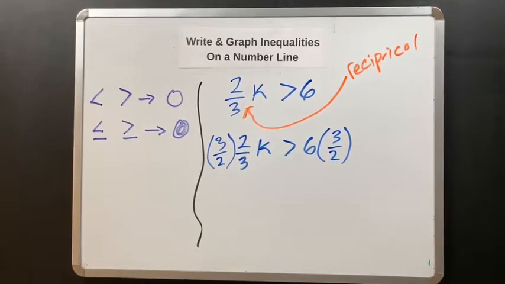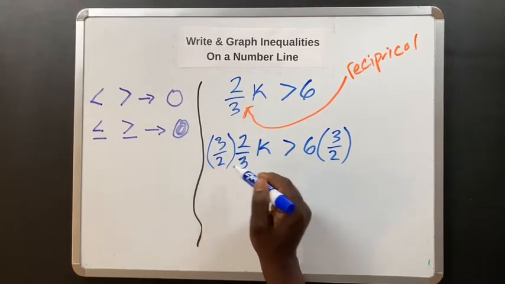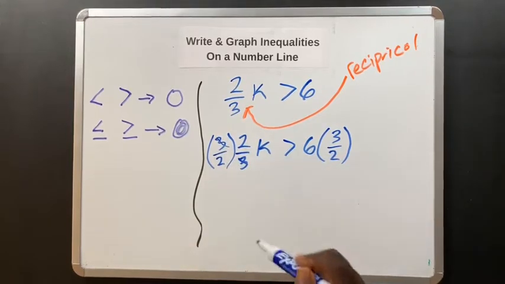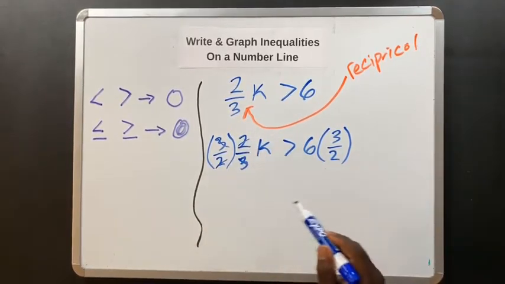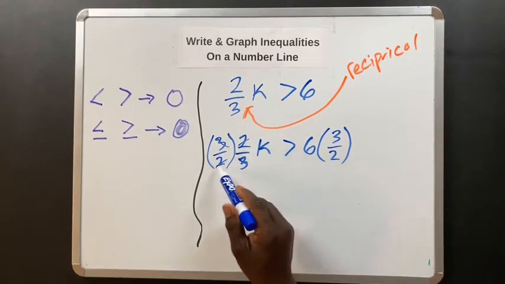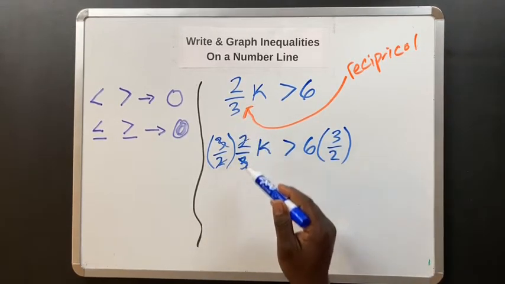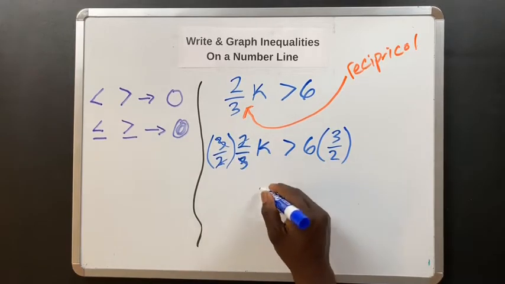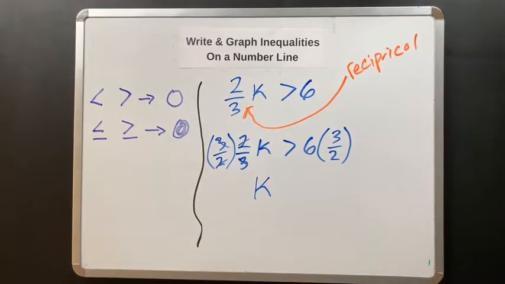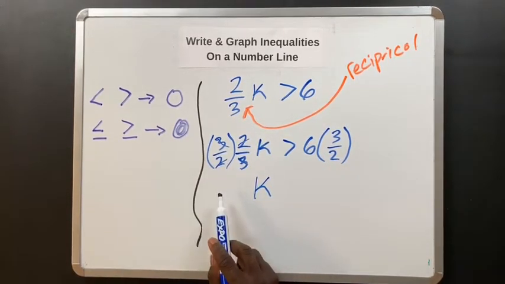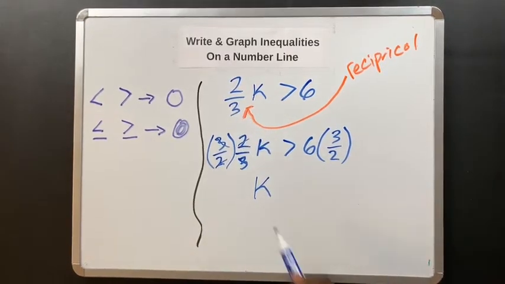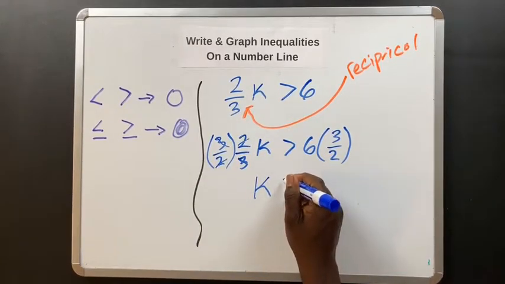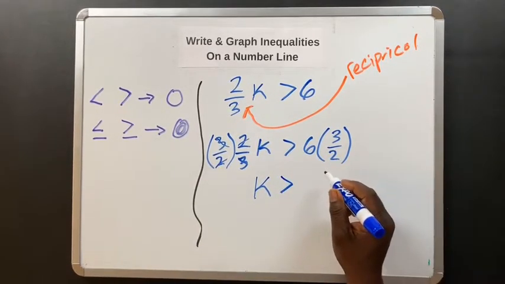So let's see how that makes a difference. 3 divided by 3, that's 1. 2 divided by 2, that's 1. Or 3 times 2 is 6. 2 times 3 is 6. 6 over 6 is 1. You cross that out, that leaves you with k. That is your trick when you have a fraction as a coefficient. Coefficient is the number in front of the variable. So bring down the k, bring down the greater than symbol.